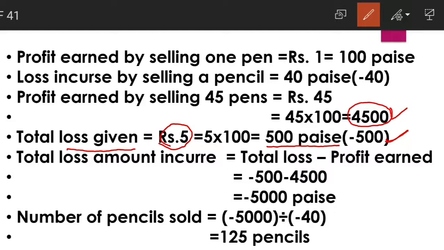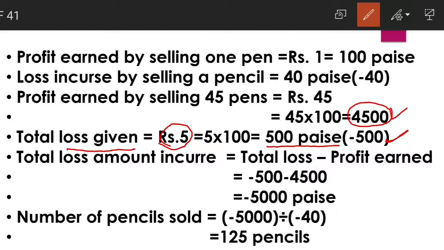So the number of pencils sold is equal to the loss amount, minus 5000, divided by, for a single pencil she is getting minus 40 paise loss, so divided by minus 40. Observe carefully: minus divided by minus gives us plus. So plus, we get 5000 by 40 gives us 125. That means in total she sold 125 pencils in that particular month.